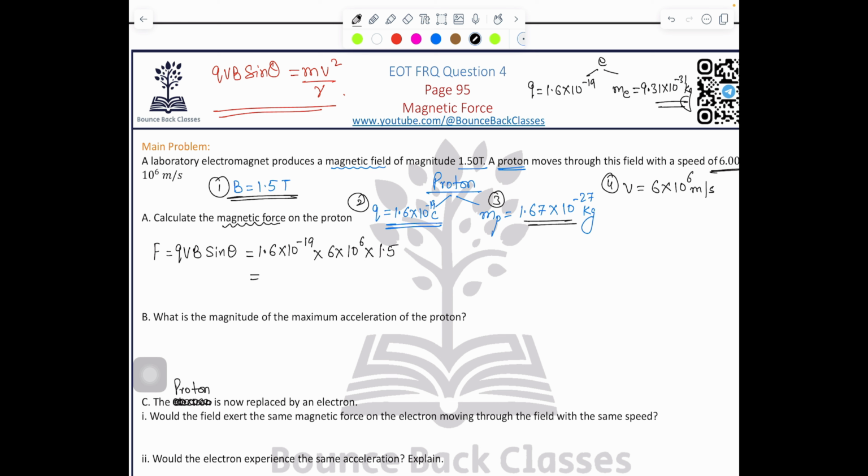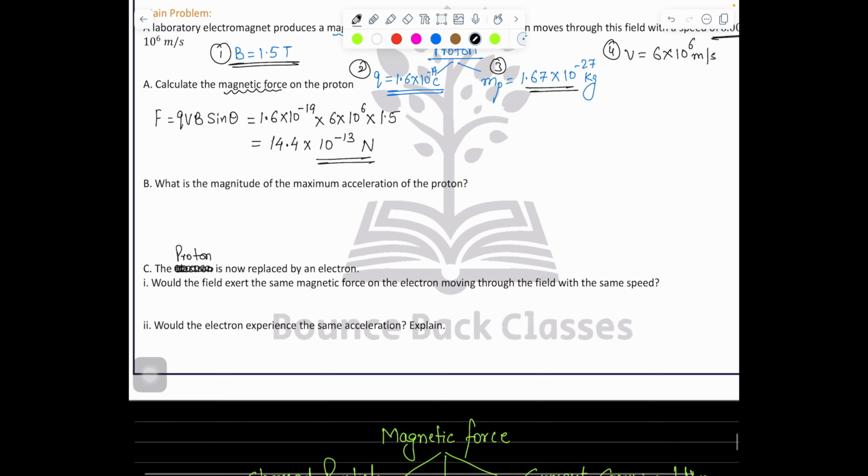So what is the value? Solve it fast. The answer is 14.4 multiplied by 10 raised to power negative 13 Newton. Clear? Okay, now move to the next part.